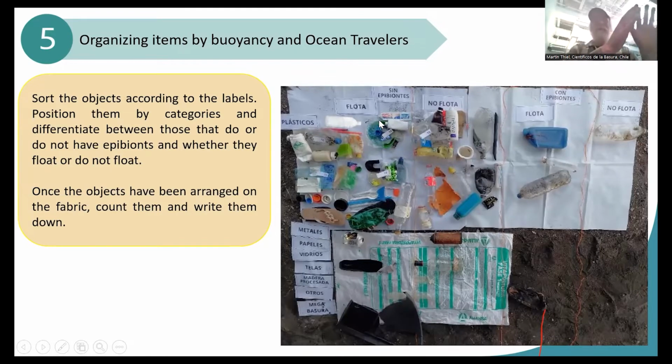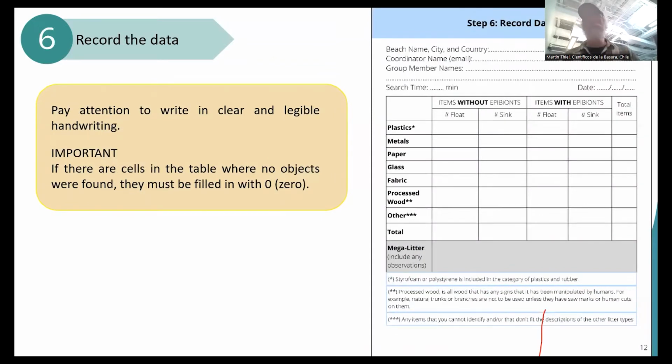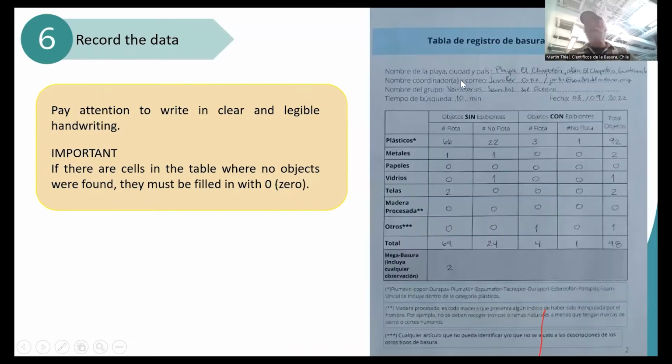On the left side without epibionts, on the right side with epibionts. And so when we count each category, then it's also easy to transfer these data here in this data table. And you can see here an example from some of the teams that have already collected here in Guatemala. We see here they have put the name of the beach. Of course, that is very important.